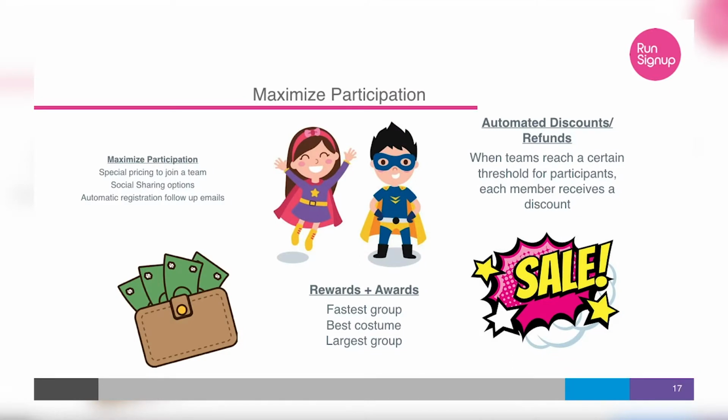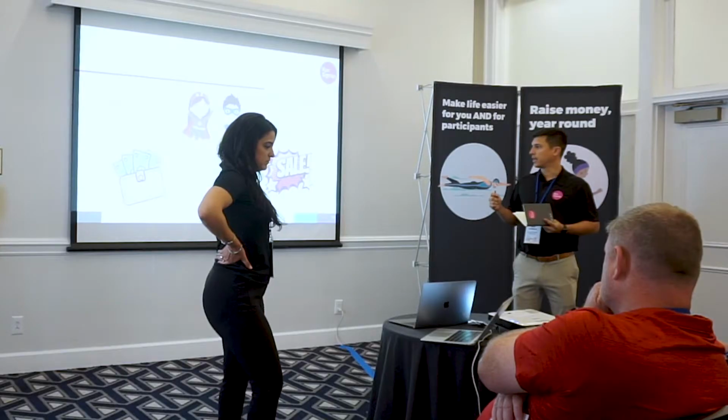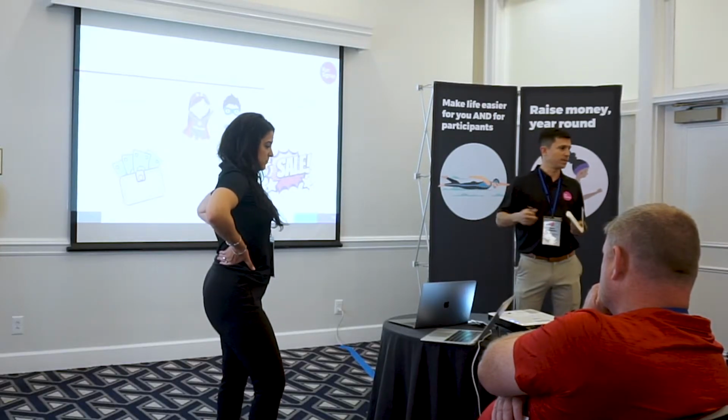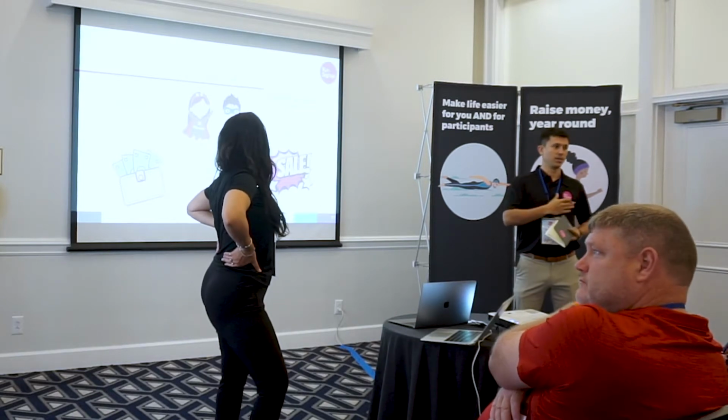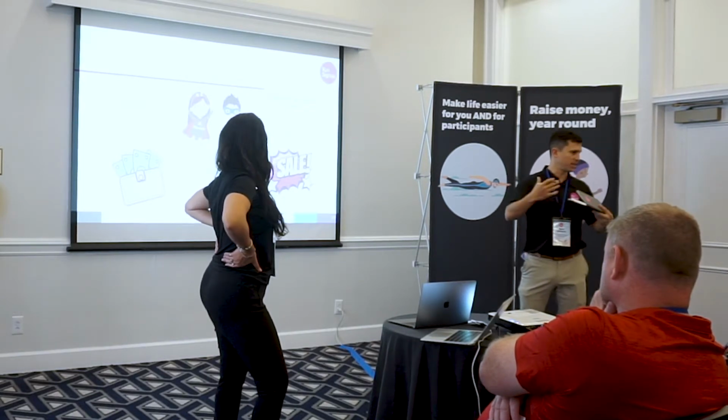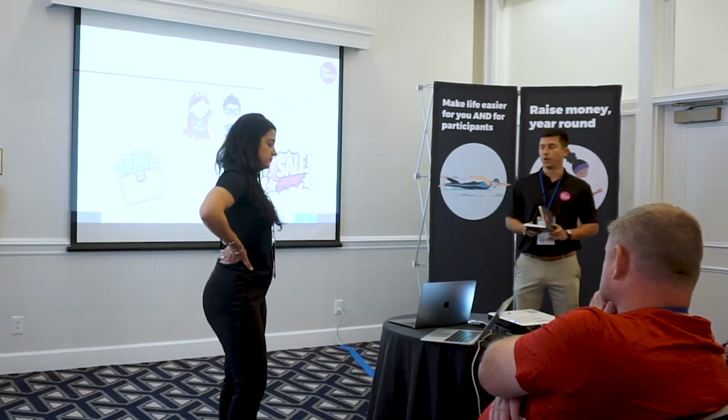So, maximize participation. Again, that stat: 30% of participants join teams when they're available. That's a pretty good chunk of races that have teams in there. You can offer special pricing. Simply, if you join a team, you get $5 off. That can encourage people to get friends involved, using social sharing: I joined a team, I got this discount, you should join and run with me. As well as following up with automatic registration emails. After somebody registers, you can customize that email so that it goes out and says, share with your friends, don't forget about the discount. Something to keep everybody engaged so that they know about it.